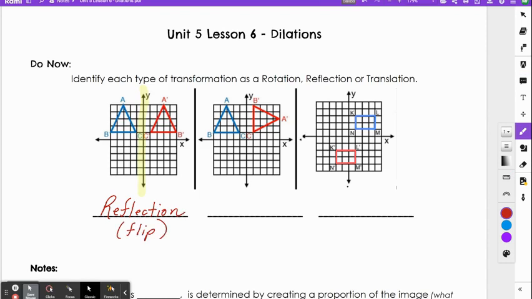For the next one, you're noticing that we have a bit of a rotation here. So we're rotating the blue about the origin. And when we have something like a turn, we call that a rotation. And that only leaves the last one. We are basically sliding the blue to the red. When we have a slide, that's a translation.